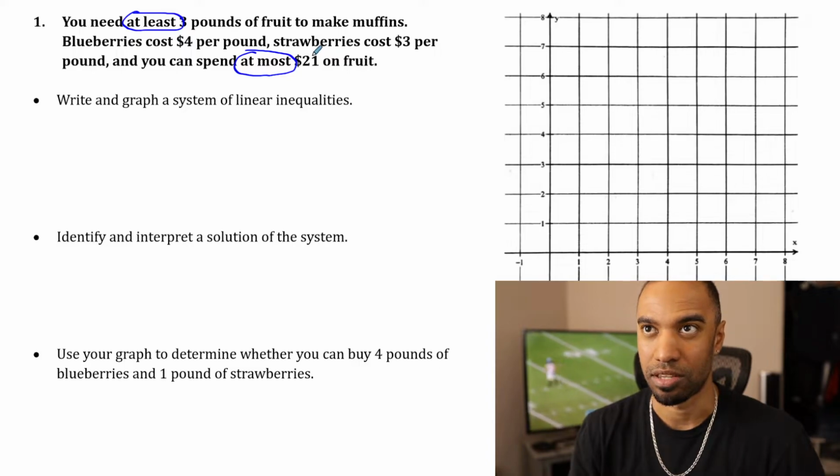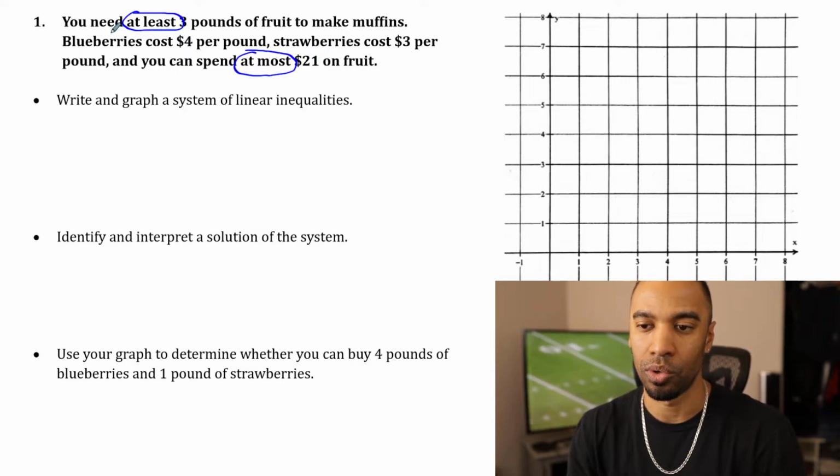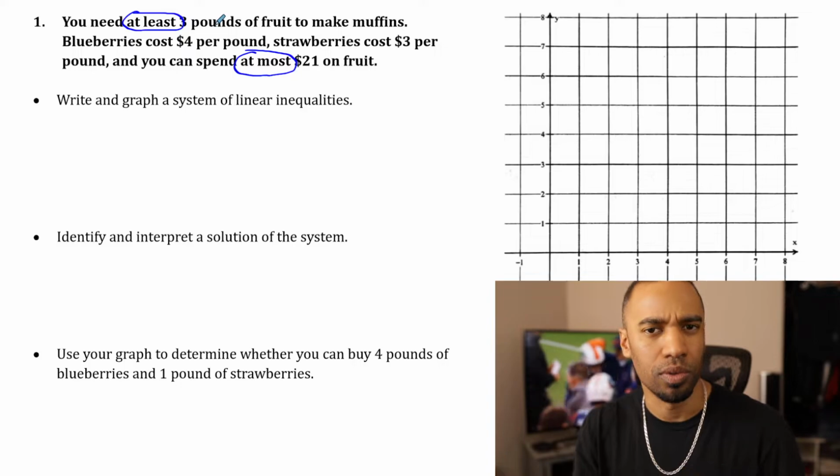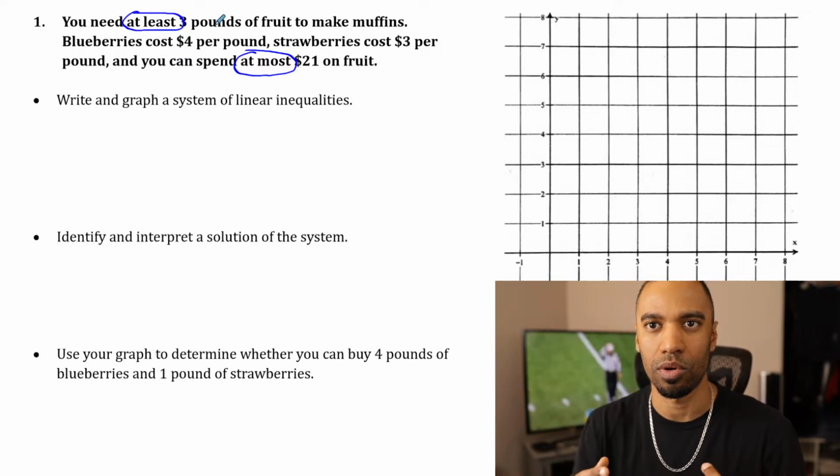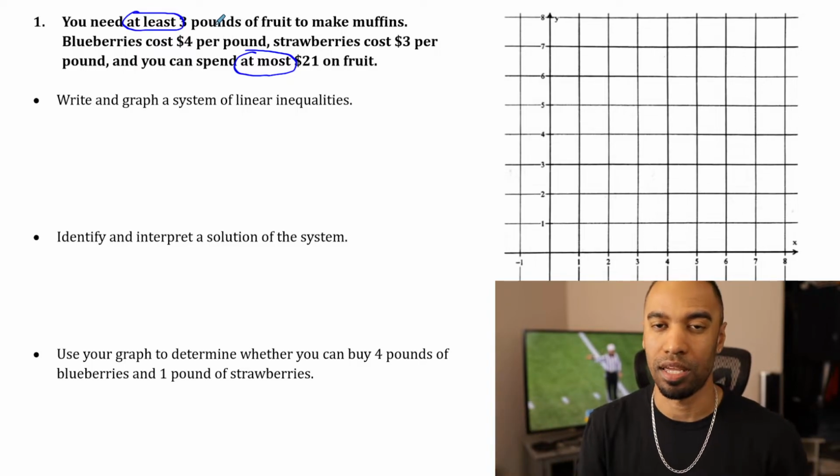I can spend less. I can choose to spend none if I really wanted to. However, I still need to buy the 3 pounds of fruit. So there's this nice happy medium that the graph is going to show us, based on the equations that we write, that say there's some flexibility in your options.